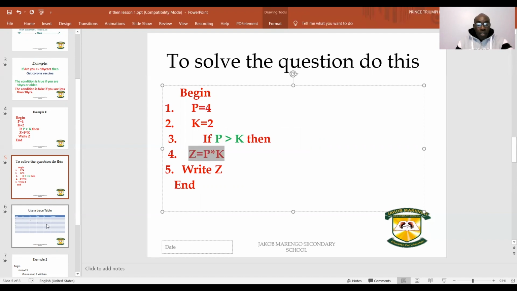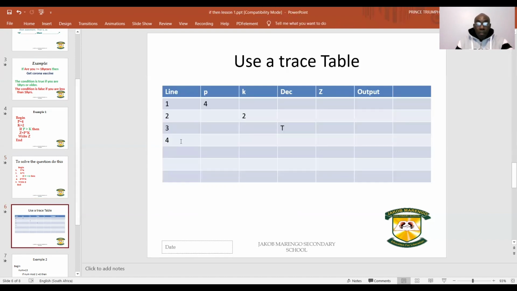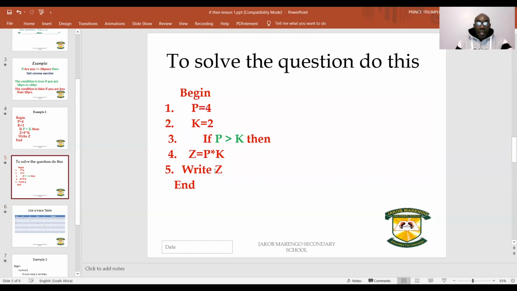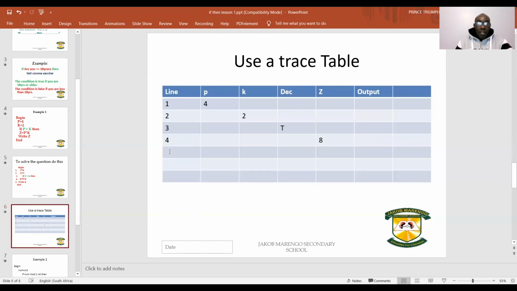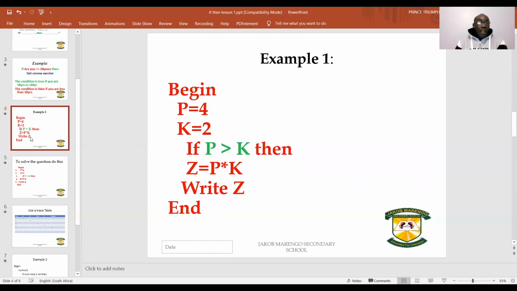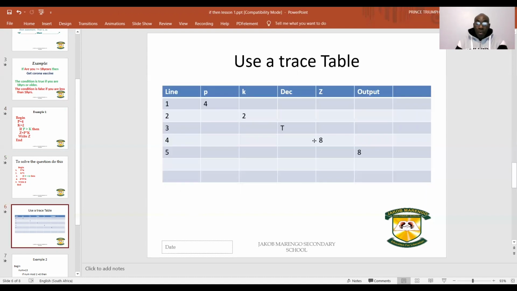Therefore, go back to our trace table, which is line 4, say P, which is 4, multiplied by K. So 4 times 2 is 8. So our Z is 8. What next? We have line 5, say write Z, write the value of Z. So I go to 5, then what am I going to write? Z is going to be written as 8 here. Don't forget, your write is always represented in your trace table as output. So my answer to this algorithm is 8.